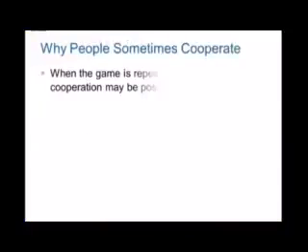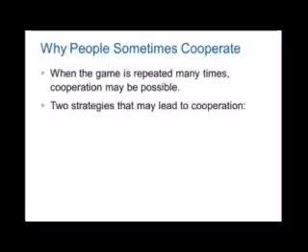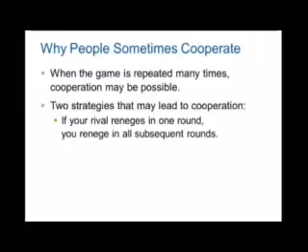So why do people cooperate sometimes? Now, when the game is repeated many times, cooperation may be possible because you could punish the other player. If your rival reneges on one round, you renege in all subsequent rounds. So you're like, if you ever break the contract, I will not work with you ever again. And in that way, they're both worse off, but that stops the other guy from breaking the contract.